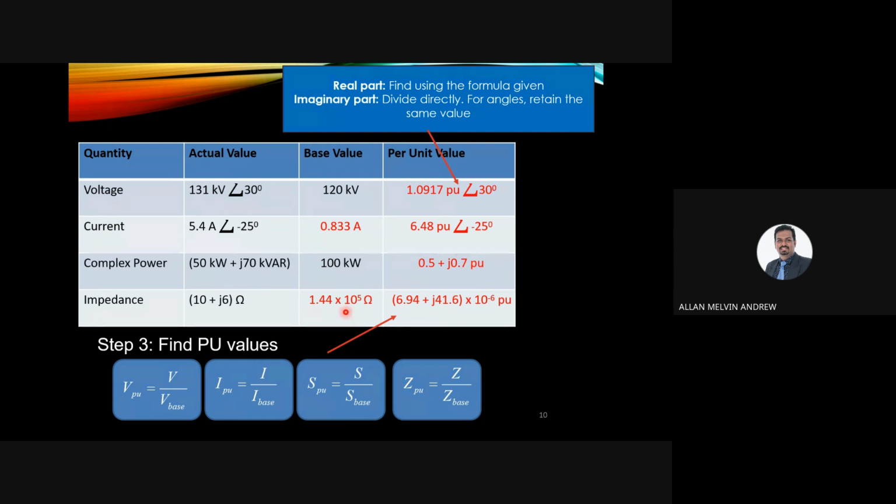Once you complete the real part, you go for the imaginary part. So 6 divided by 1.44 times 10 to the power 5. You can get 41.6 times 10 to the power of negative 6. Okay, so you can write it as a pu.